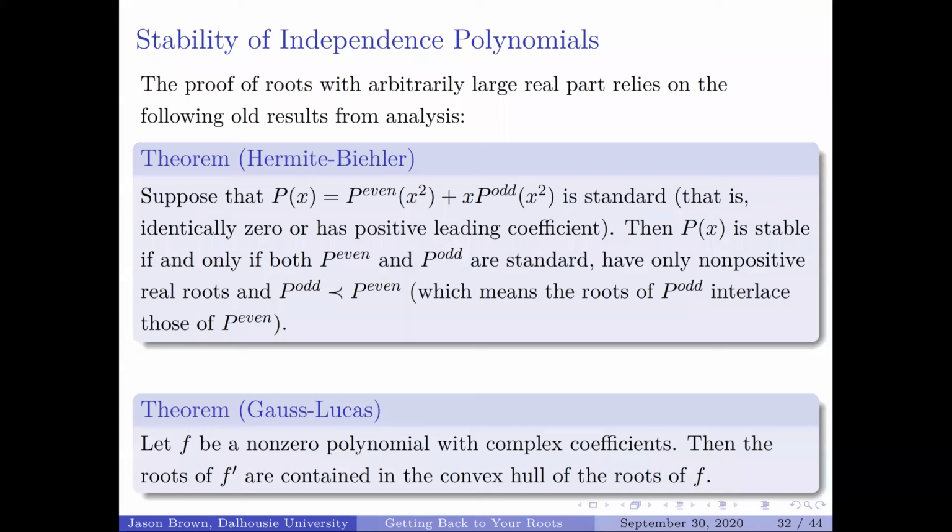And so we could use these two theorems to prove our result that if you take the join of any graph with independence number at least 4, its independence polynomial will have roots as far out to the right as you like.